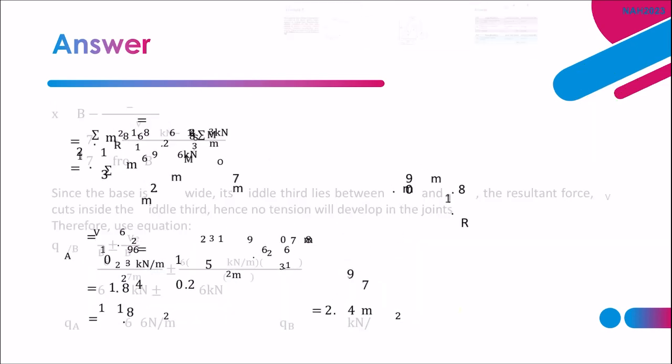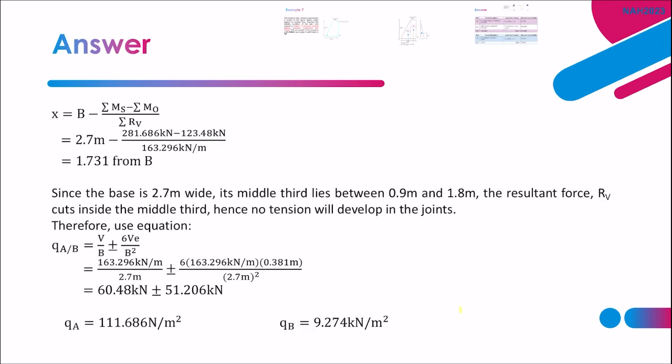Now we're going to solve this stability calculation. First, we need to find the position of ground reaction. It is X. So this one, actually I have explained in our previous recorded video. This is the formula that we're going to use.